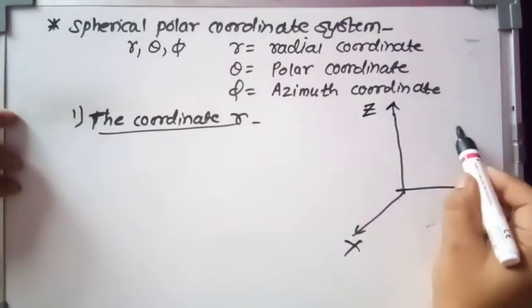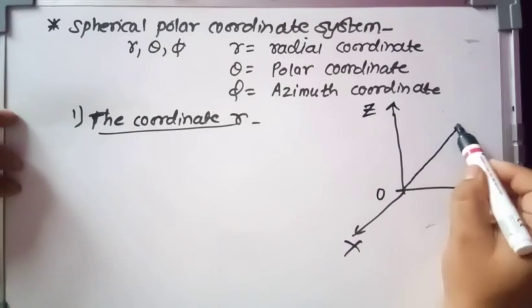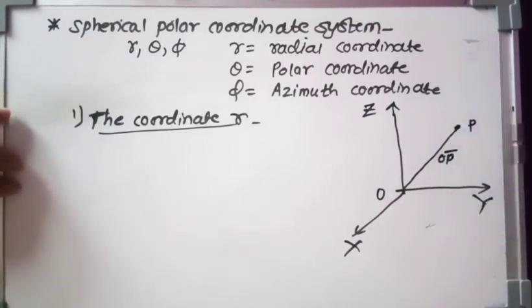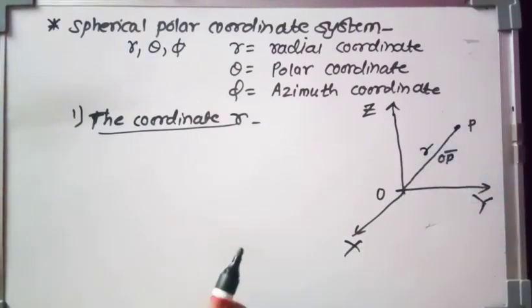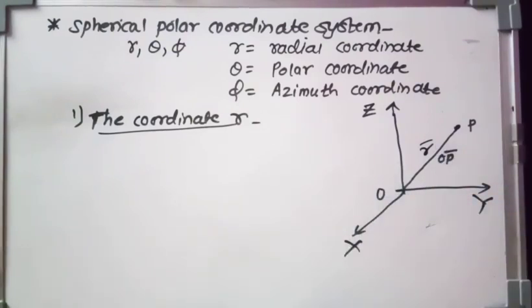Now suppose this is point P and O is the origin, then OP bar is the position vector of point P. That is, r coordinate is the distance of point P from the origin. This is r coordinate. Vectorially it is written as r bar, and in magnitude we can write r. It has a dimension of length.